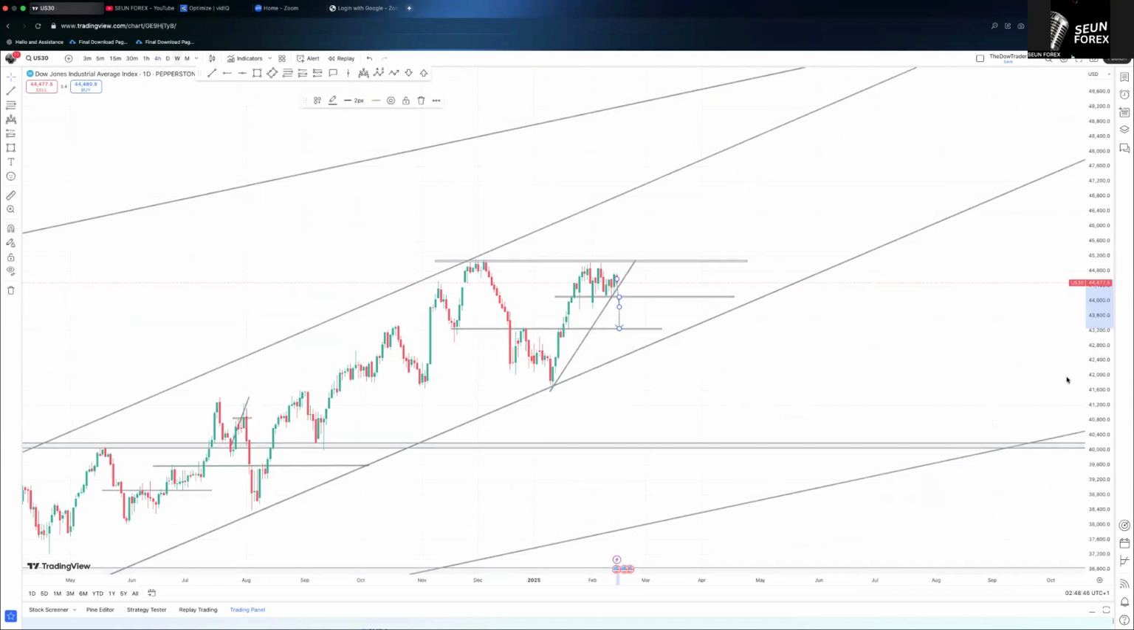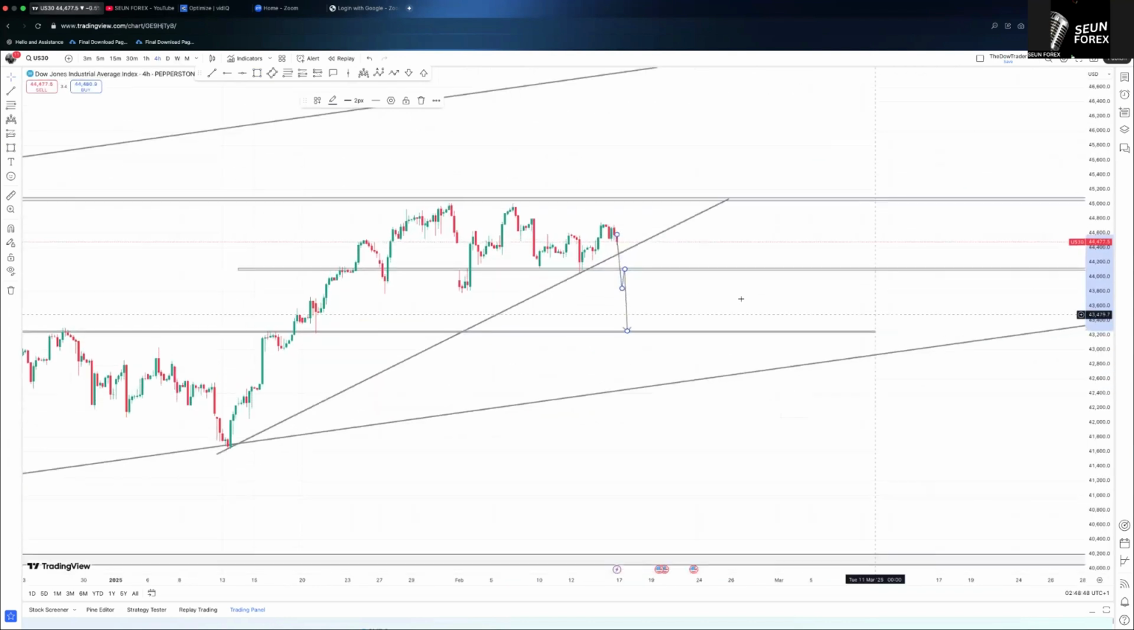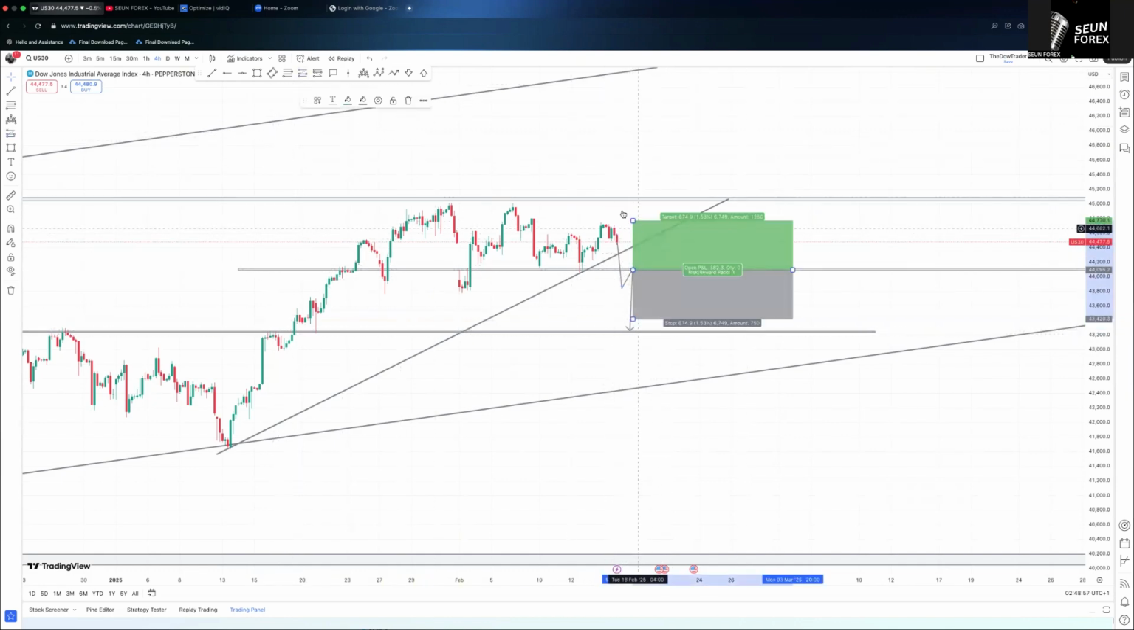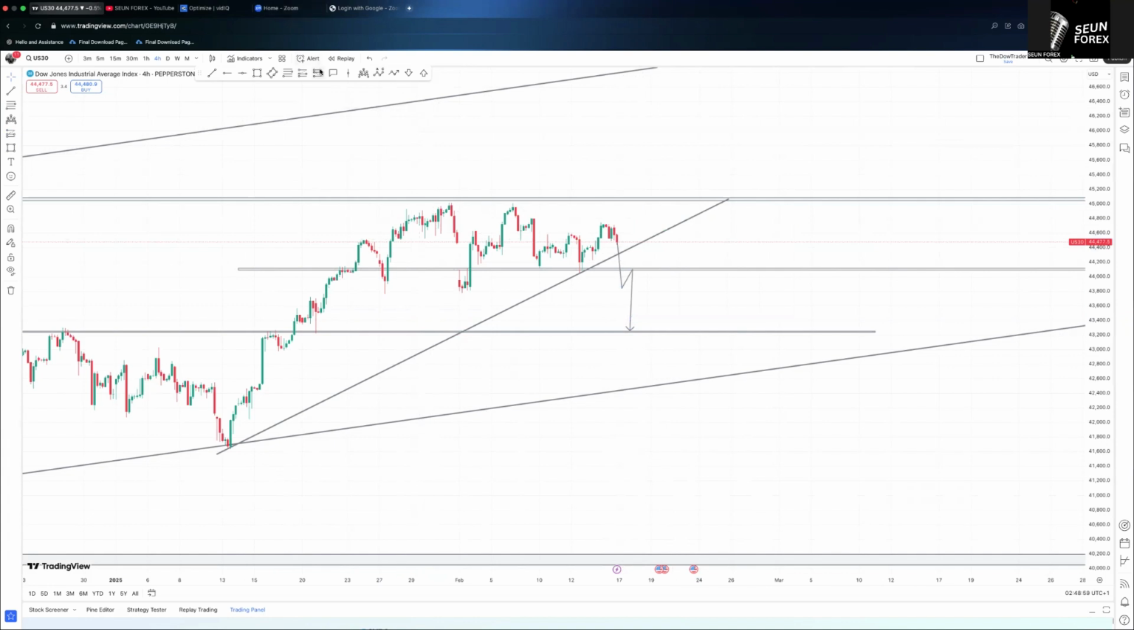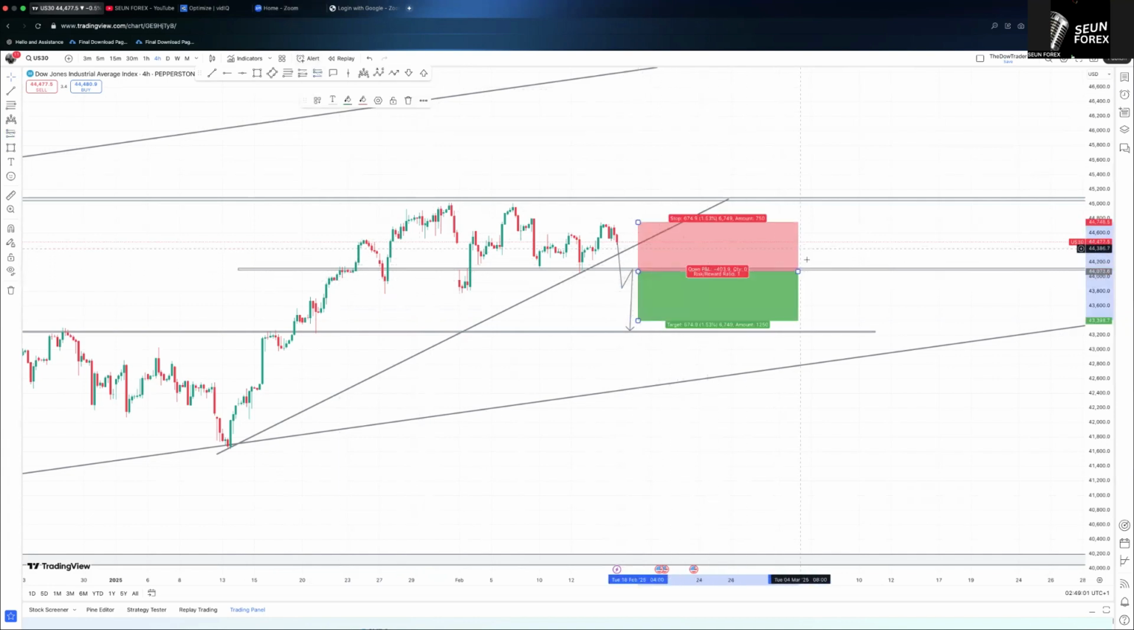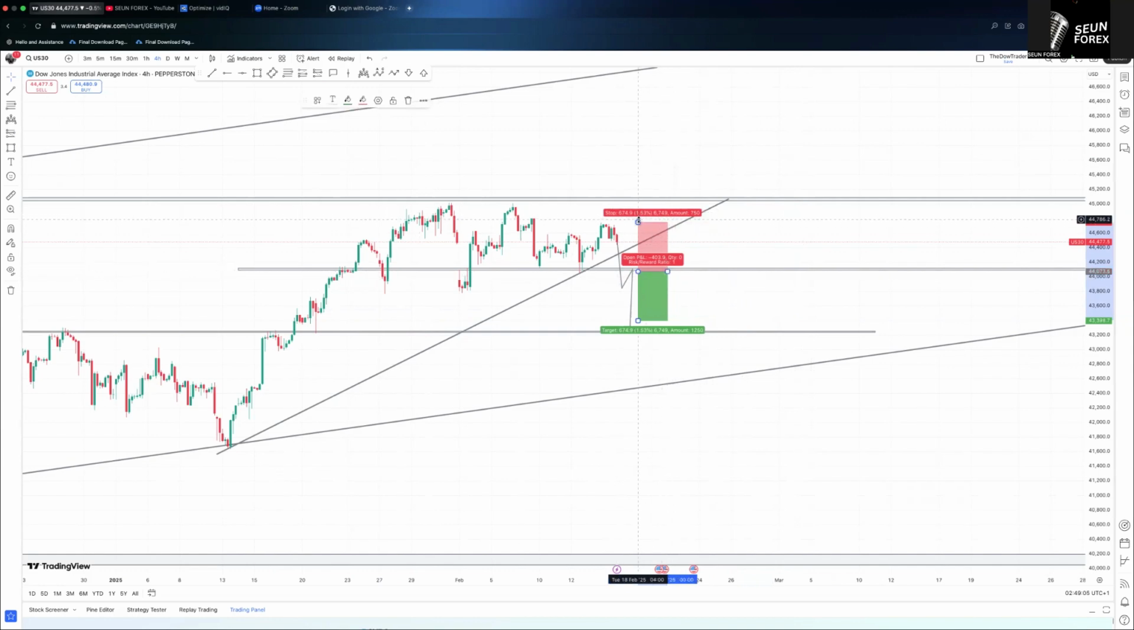In the 4-hour time frame, how many pips are we expecting for this market? Because US30 is always brutal. It's like gold. US30 and gold are husband and wife. This market is not child's play.